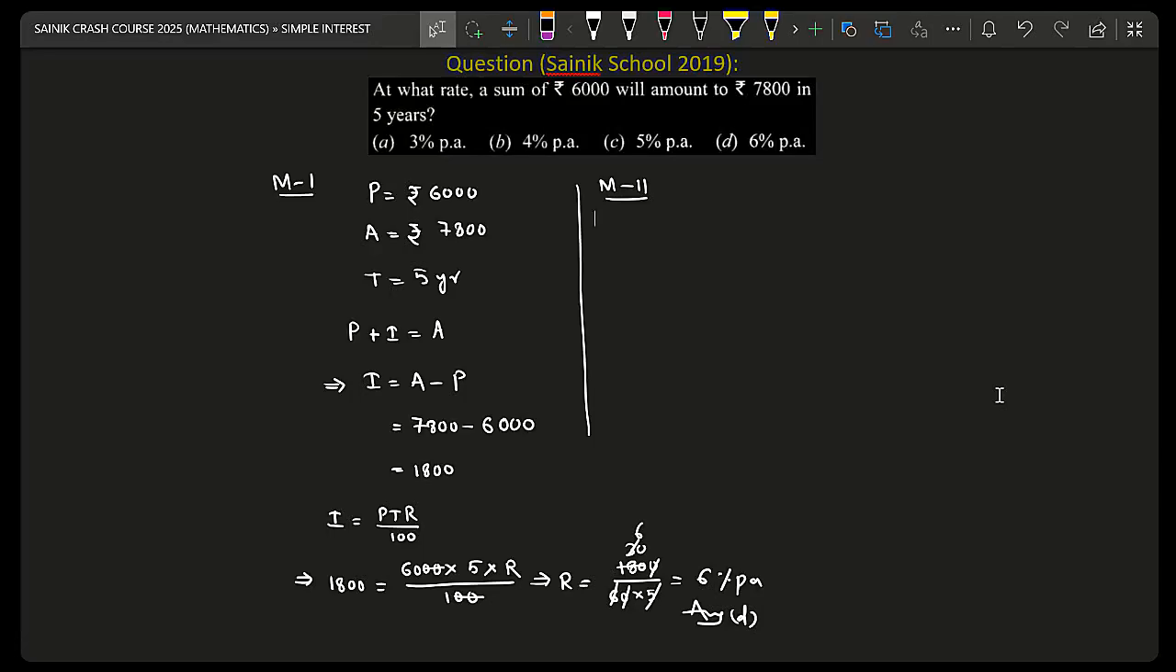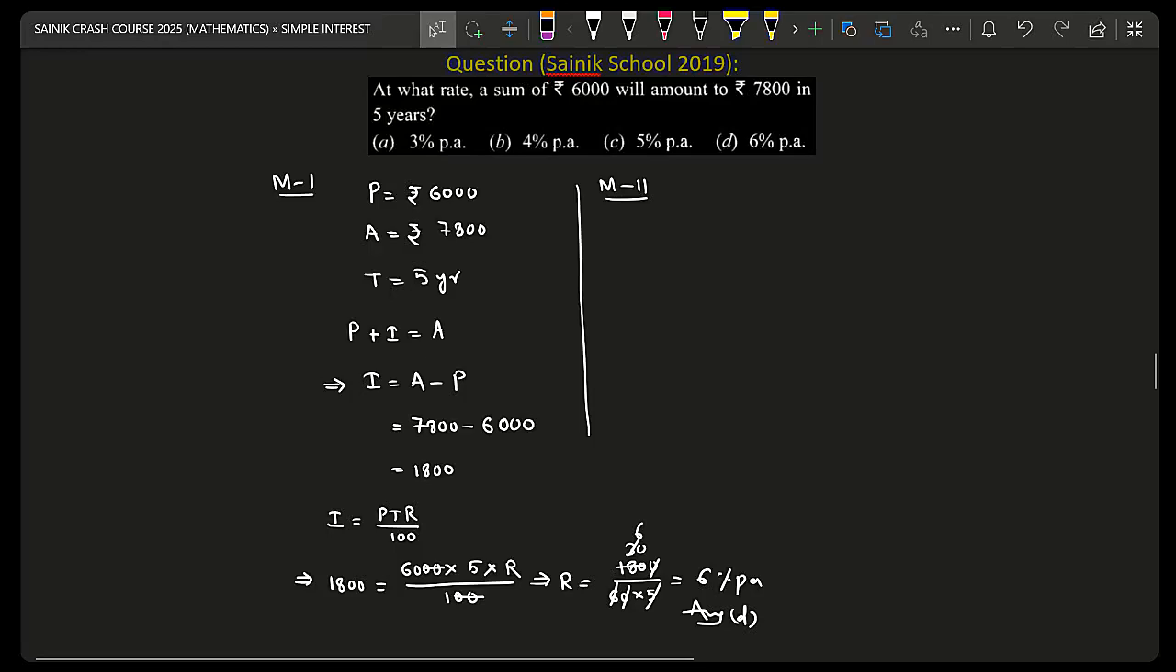So in method number 1, we found interest separately. Using that, we found the rate of interest and we got 6% per annum. So without finding interest, can we directly find the rate of interest? That is the question. Neeraj, you know or you don't know? Sir, I'm trying. Okay, you try. Method number 1 is simple, finding interest and using interest we find the rate. But in method number 2, we can save so many steps and time. Without finding interest also, we can find the rate of interest.